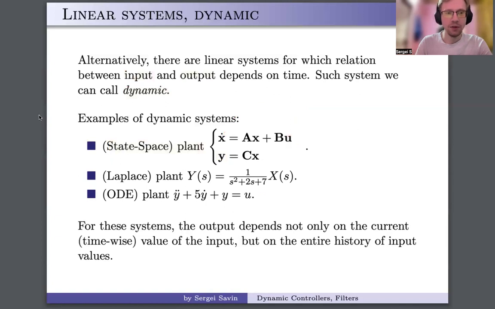Now, another example is a plant in Laplace domain. Here's input, here's output. And here you have your transfer function. Here, you need to be careful. Time does not appear anywhere in this equation. But if you transform it back into an ODE, what you would have is y double dot plus 2y dot plus 7y is equal to x.